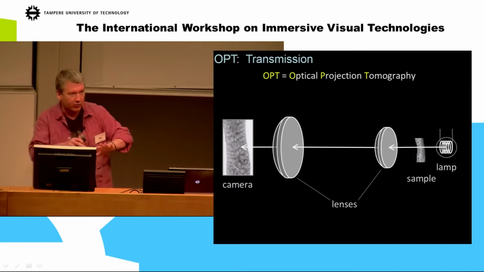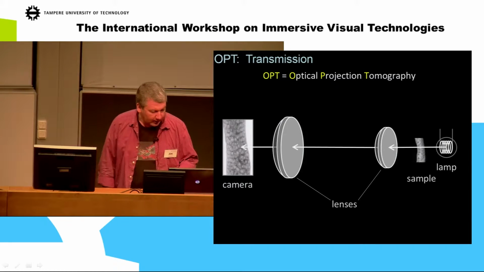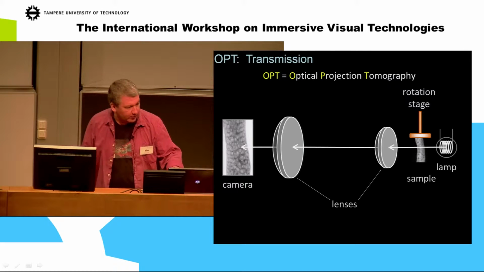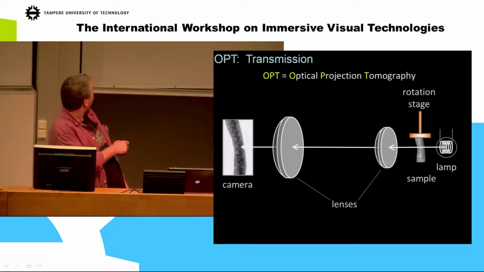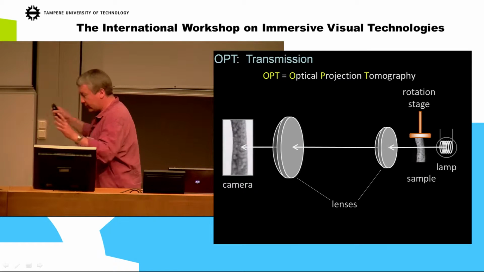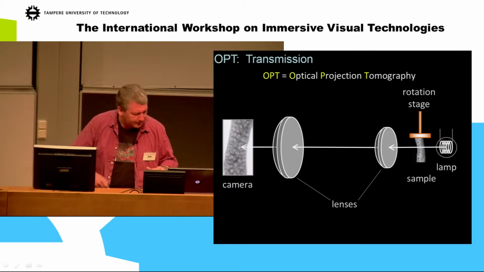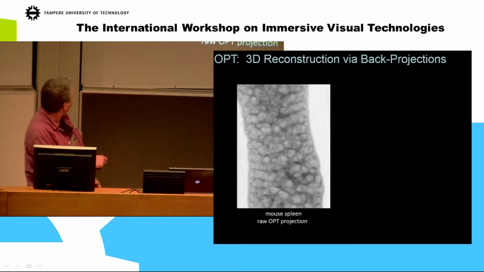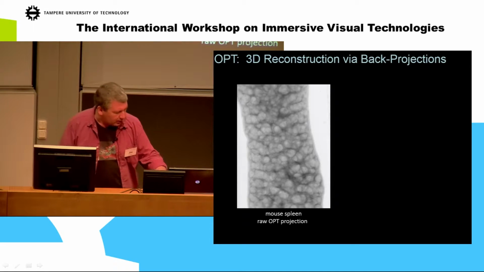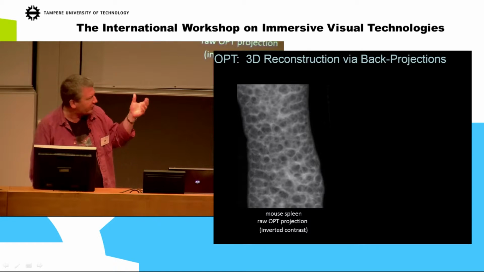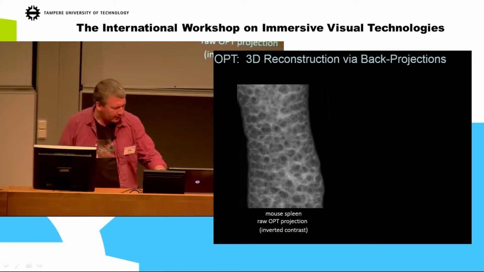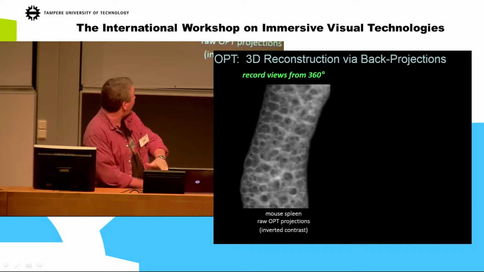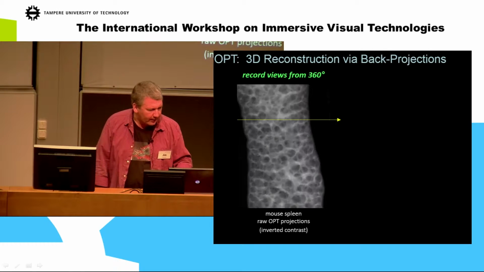This schematic is just a wide field transmission microscope. The main difference is that we add a rotation stage so we can turn the sample around, image it from multiple directions, and collect 360 degrees worth of views of the sample. That in itself is kind of interesting. This is a view of a mouse spleen. I just invert the contrast because it helps with the explanation a bit. You've got the 360 degree views that we take, which is kind of nice for visualizing, but it's not what we really want.